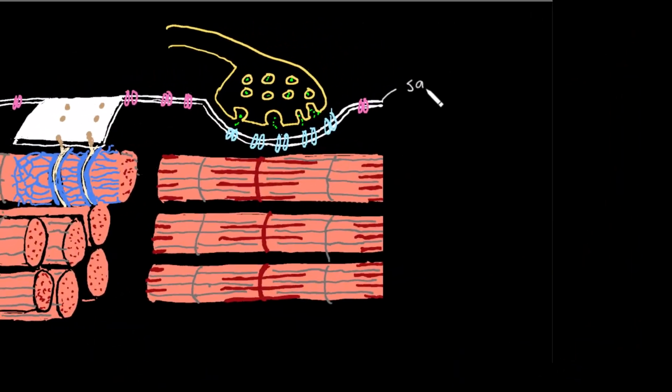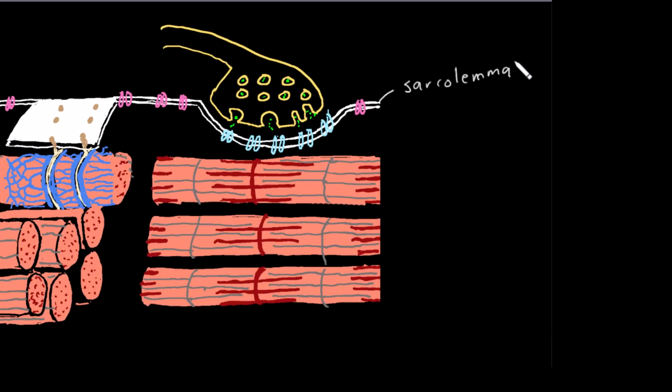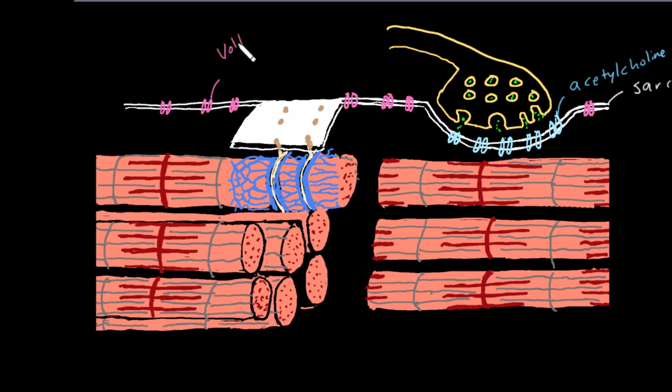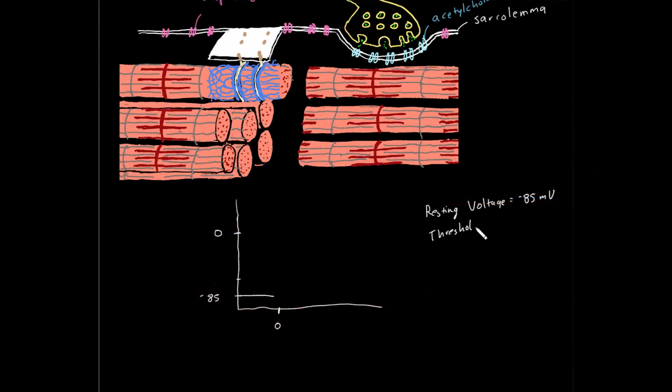To start, I'll draw a skeletal muscle fiber. We see the plasma membrane or sarcolemma, which has acetylcholine receptors at the motor end plate. As we move further away from the motor end plate, instead of acetylcholine receptors, we see voltage-gated sodium channels. These open when voltage inside the cell reaches a certain threshold, which is called, conveniently enough, the threshold voltage. That voltage is about a negative 55 millivolts. We'll use that number coming up.